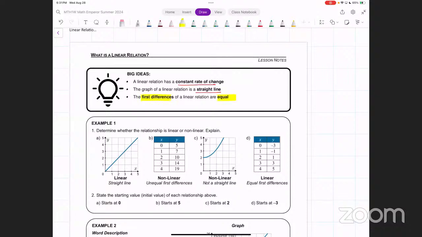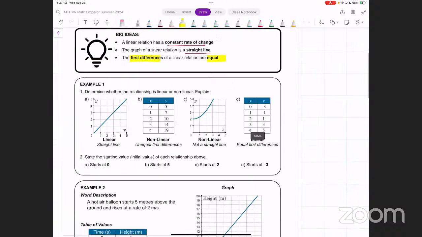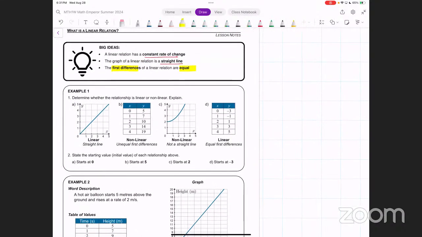So let's talk about each one of them in the graph. You see the first one, is it a straight line? The graph is a straight line. If you find a graph between two variables x and y is a straight line, you can close your eyes and say linear relation. Now let's look at the table of values.